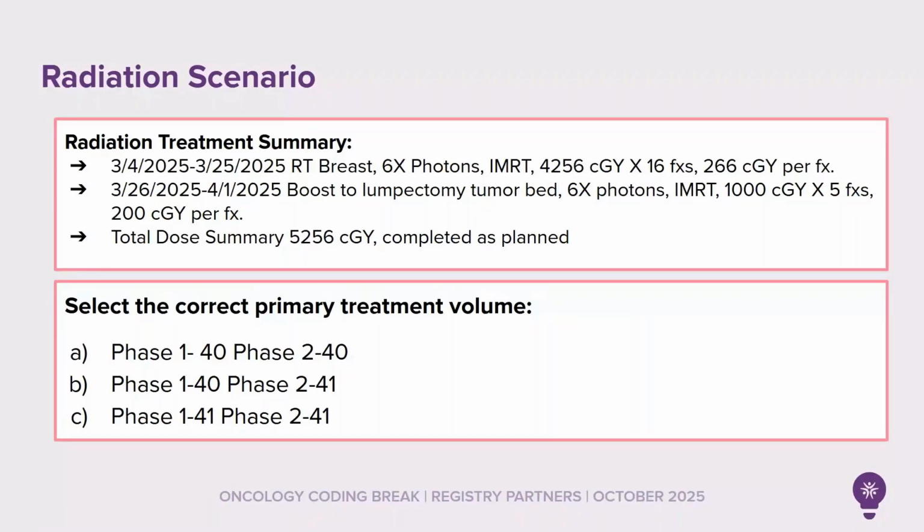And 3/26 to 4/1, the boost was given to the lumpectomy tumor bed with 6x photons, IMRT, 1,000 centigrade and 5 fractions, and 2,000 centigrade per fraction. The total dose summary is 5,256 centigrade and was completed as planned. I'm going to try to select the correct primary treatment volume for phase 1 and phase 2.